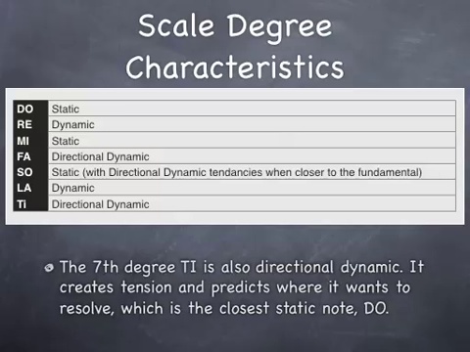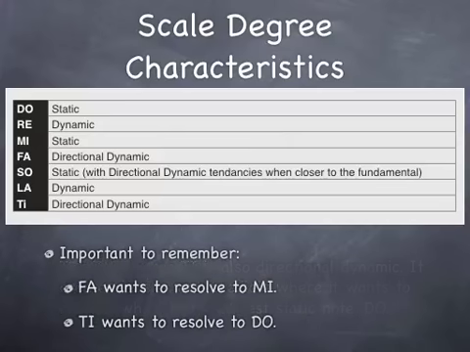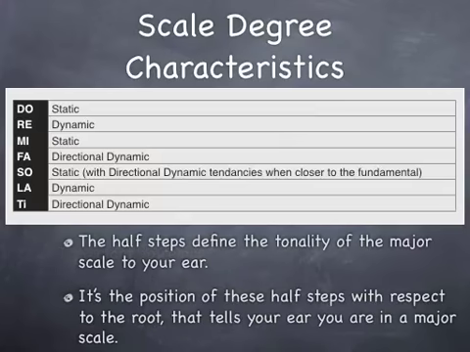Now the half steps between Ti and Do and Fa and Mi play a very important part in defining the tonality of a major scale. So again, for these directional dynamic scale degrees, Fa wants to resolve to Mi and Ti wants to resolve to Do. These half steps define the tonality of the major scale to our ear, and it's the position of these half steps with respect to the root of a scale that tells your ear that you're in this major scale.